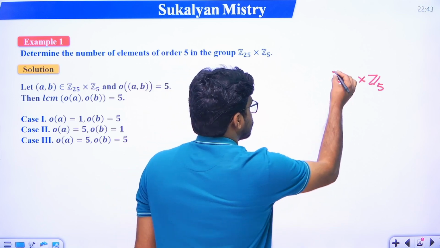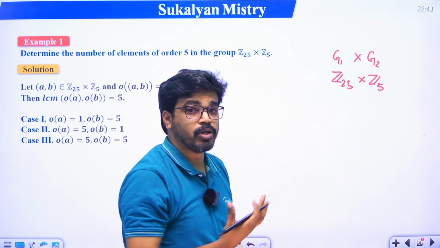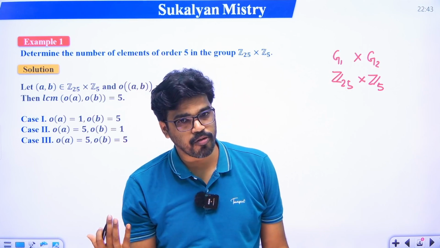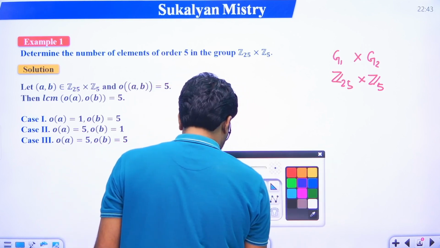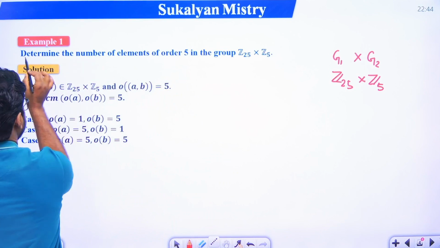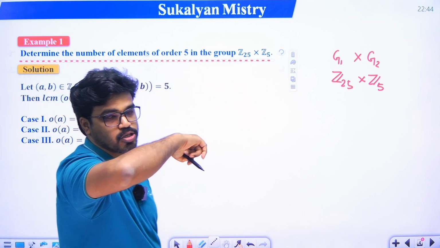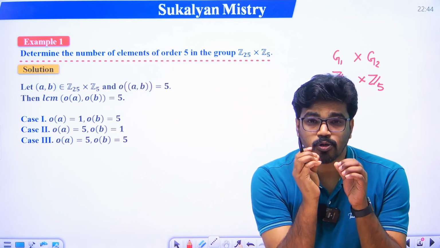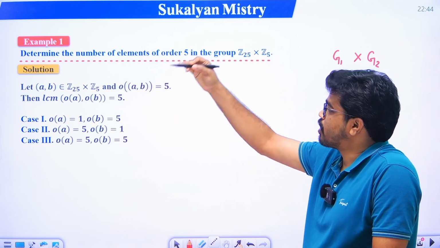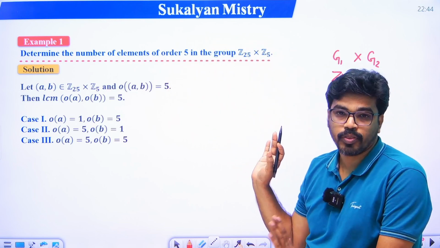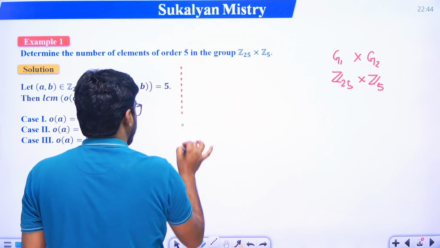If you consider this is G1 and this is the group G2, so G1 cross G2, then the elements will be of what form? Ordered pairs, that is A, B form. First of all, note this problem. Determine the number of elements of order 5 in the group Z25 cross Z5. That is, I have to find how many elements of order 5 are in this group.